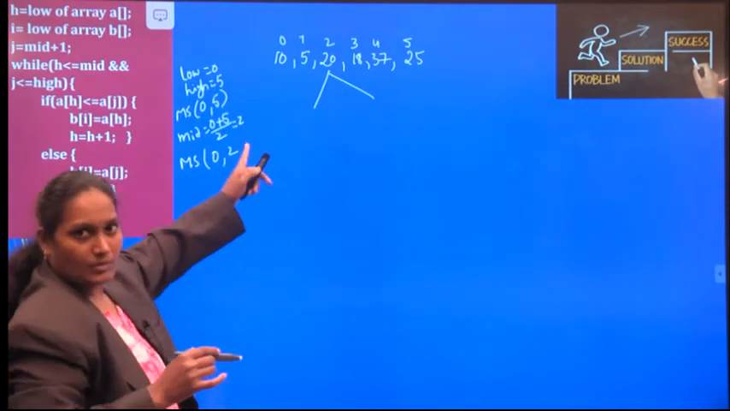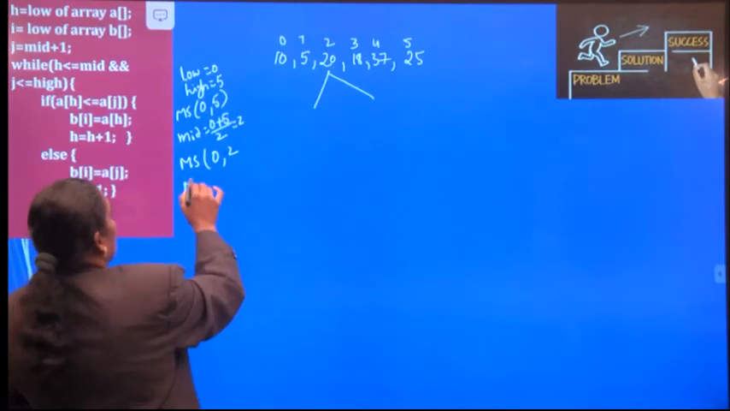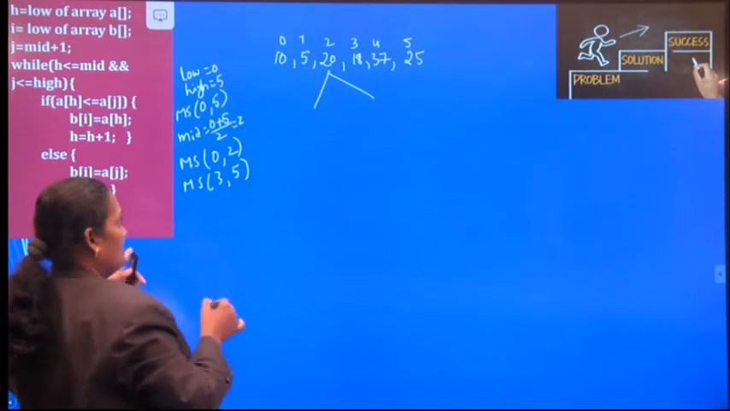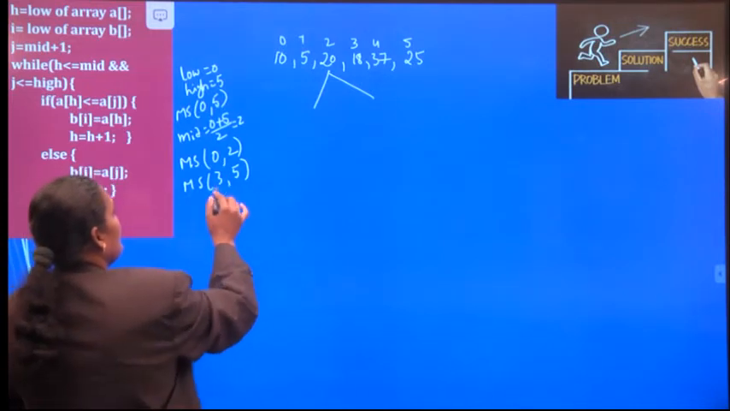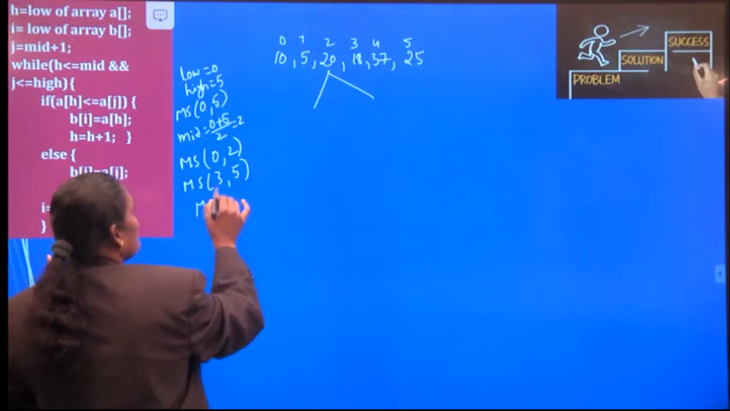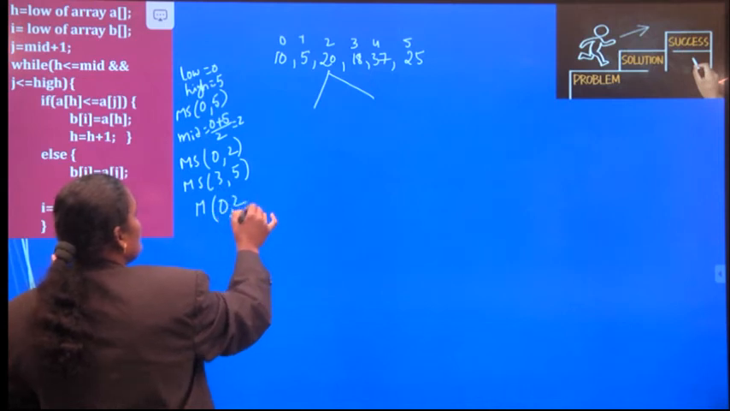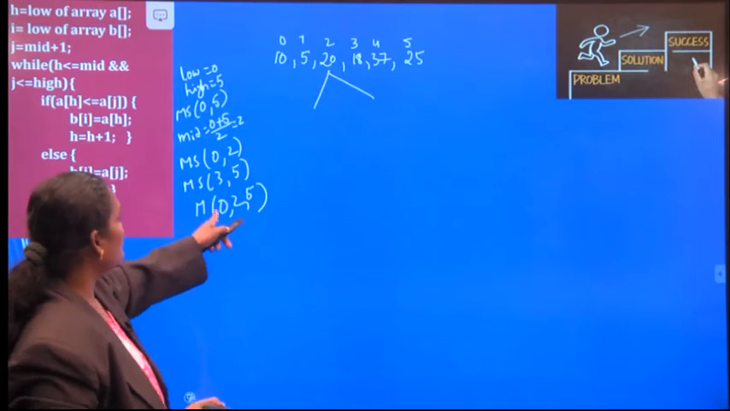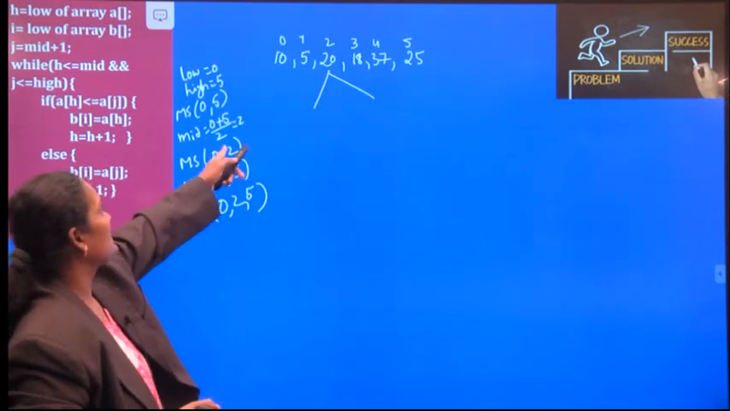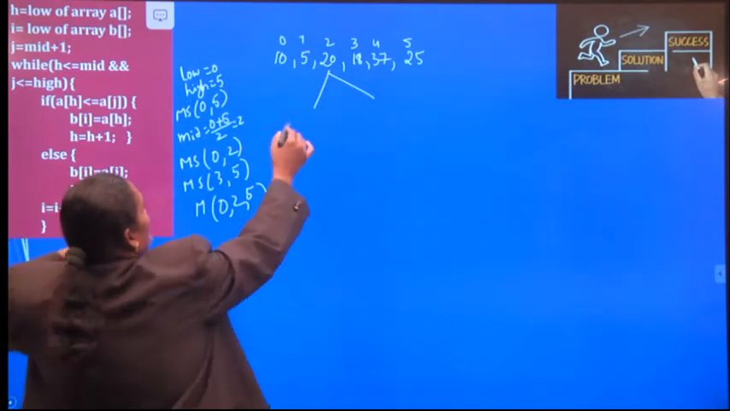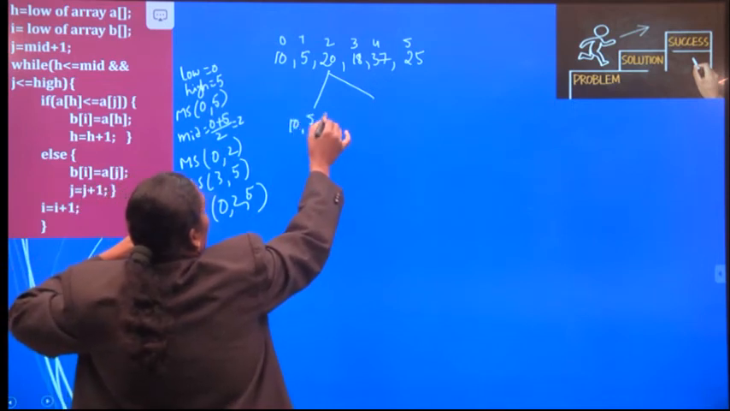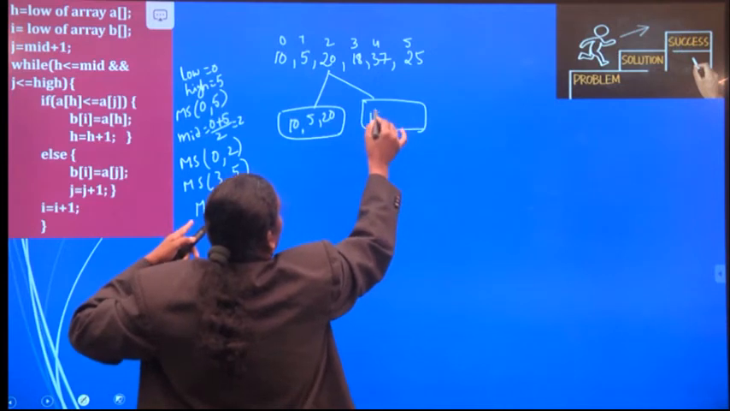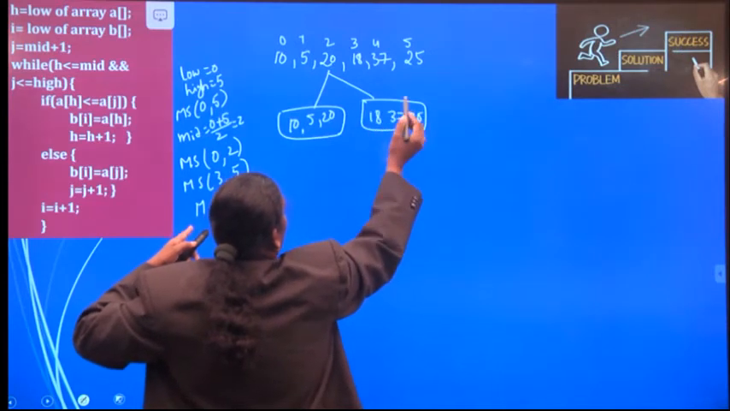That is, low, mid, merge sort of mid plus 1, high. That is 3, 5. And here we need to call a merge procedure on 0 to 5. But before calling this merge procedure, we need to implement this one. If we call merge sort, this should be implemented first: 5, 20. Now here, if I divide this, we will get 37, 25.